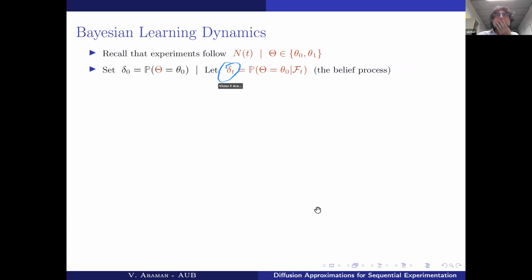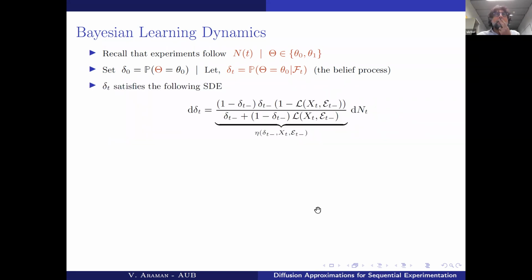Okay, so delta t is the probability that theta equals theta 0, given all the history that you have up to time t. All right, this is a stochastic process. By construction, actually, it's a so-called martingale process. All right, we can show that, it's not too difficult. I'll show you in a second.